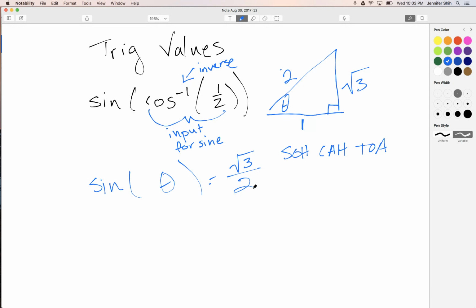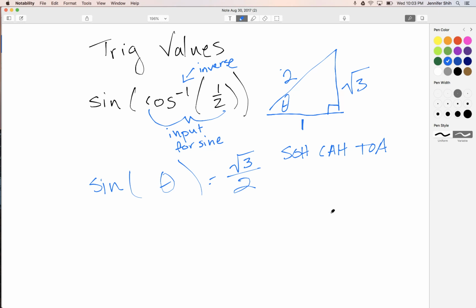So even though looking at this 1/2, I knew what the theta was, you don't have to know. You just have to know that it's the same triangle. You just need the sine ratio of the same triangle as this cosine ratio. That's all I want to bring up.